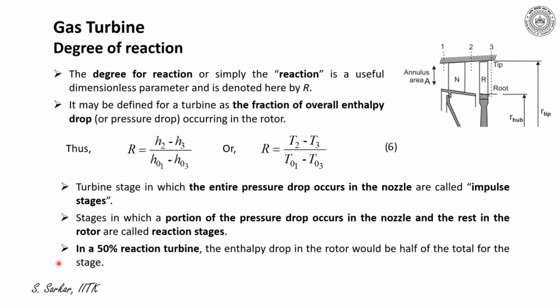Thus, following the definition, what is a 50% reaction turbine? In a 50% reaction turbine, the enthalpy drop in the rotor would be half of the total enthalpy drop in the stage. Thus, please note that here I have defined degree of reaction, and then I have defined an impulse stage versus a reaction stage.